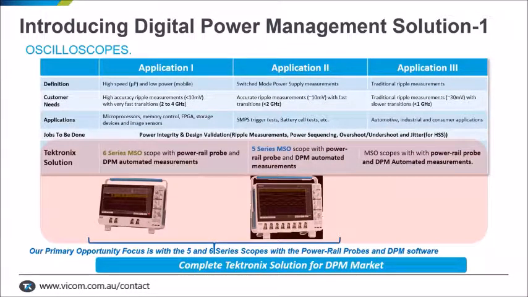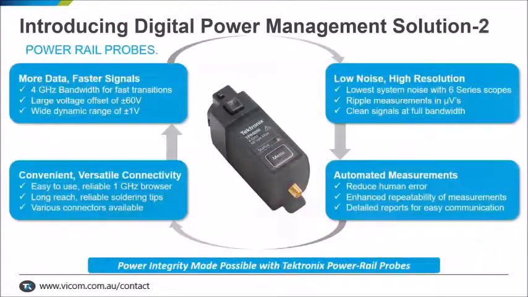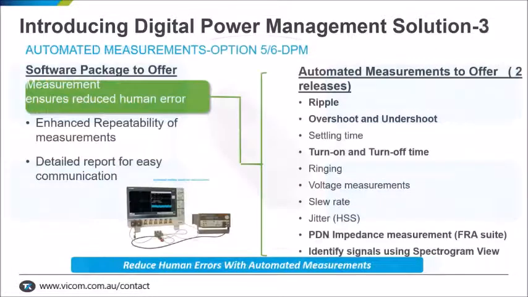Depending on the area of interest or the amount of ripple you are measuring, you can use an MSO6 series 4-channel scope or an MSO5 8-channel scope to look at multiple rail capabilities. Once you have the equation engine in the form of an oscilloscope, you need a good power rail probe. We have introduced the TPR series power rail probes which can handle plus or minus 60 volt offset.